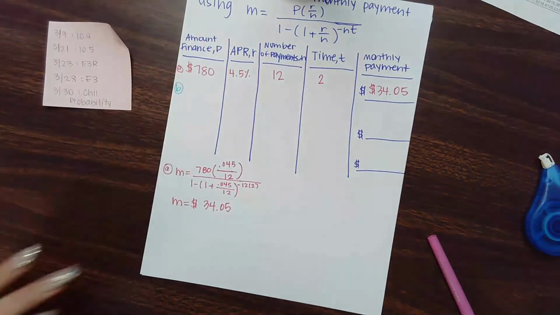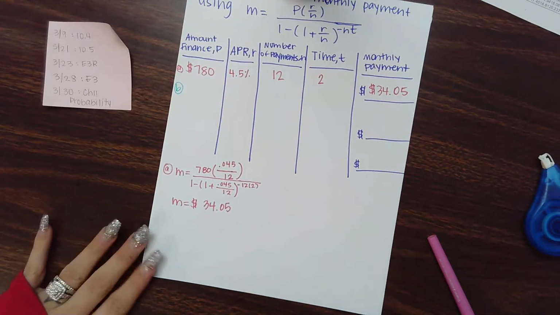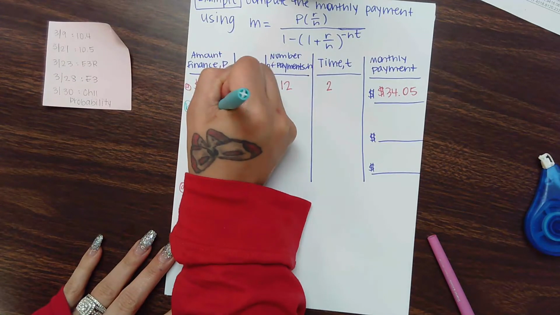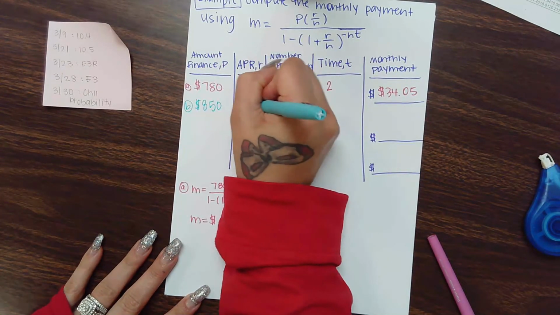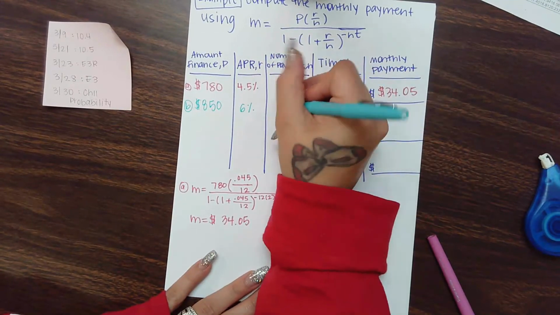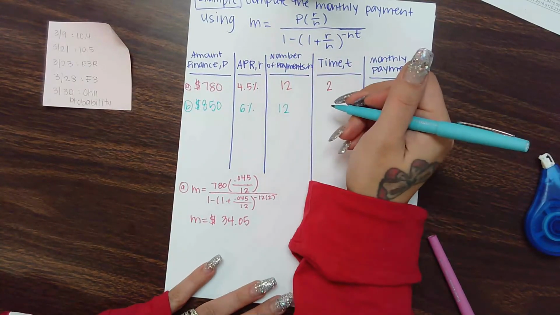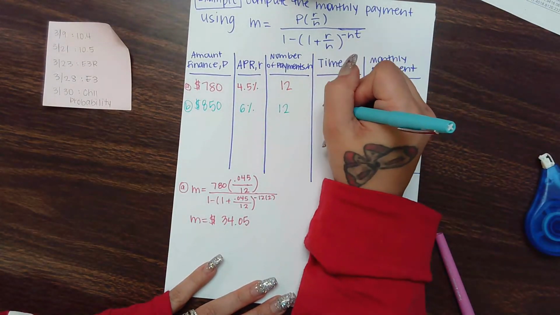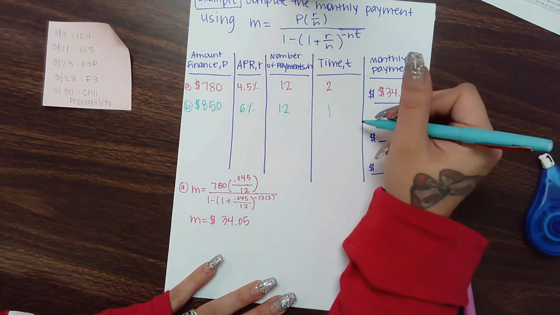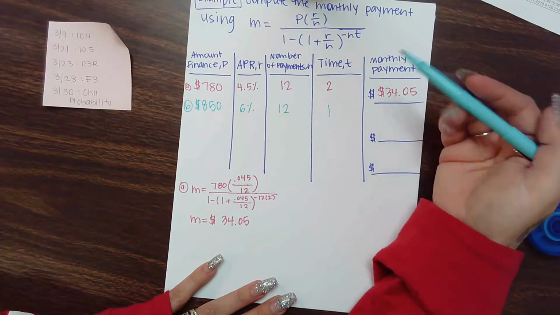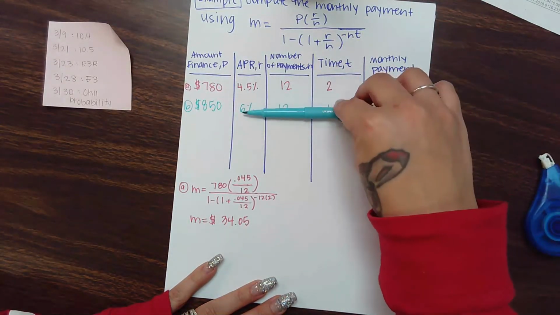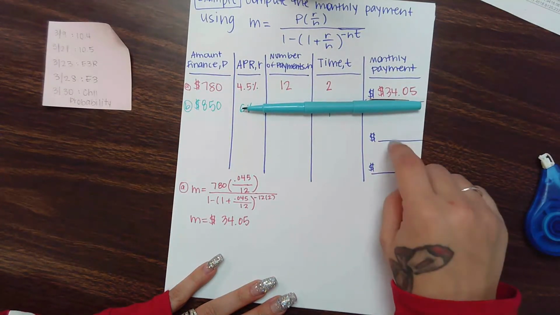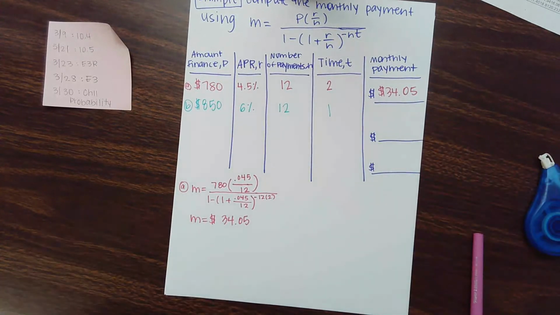Okay, B. Say that I financed $850 with a 6% APR. Number of payments per year is 12 because they're monthly payments. I'm only going to make payments for 1 year. And it wants to know what my monthly payment is. I definitely did not keep things in line, because this should be where my blank is, and this is where my blank is. But I'm going to do the same color, so it should help.